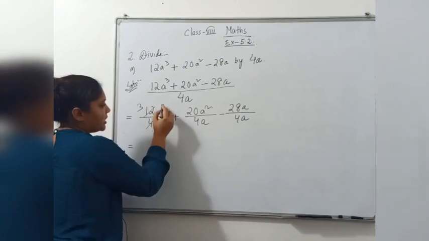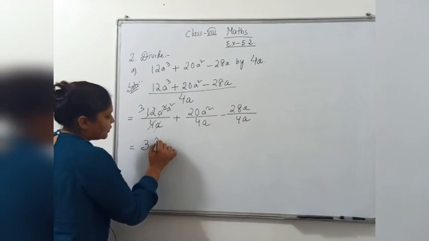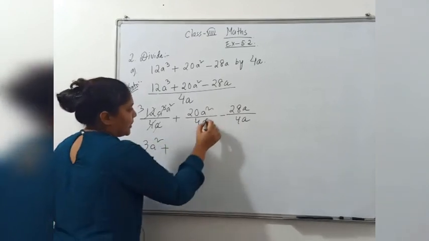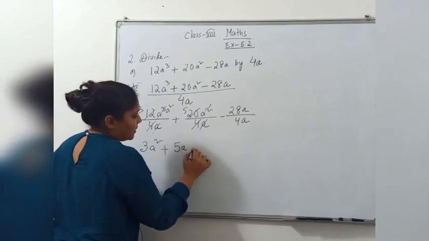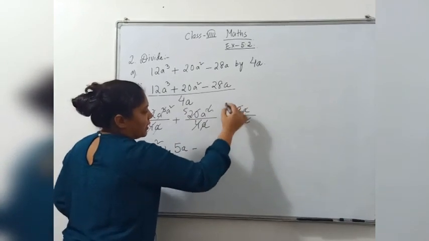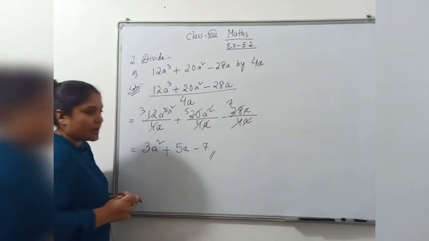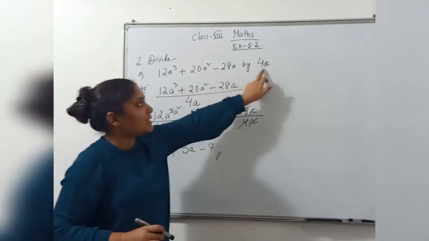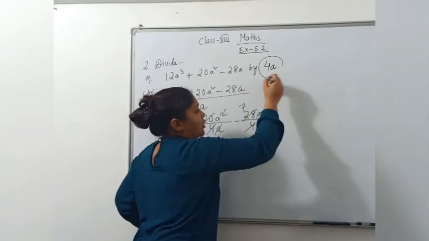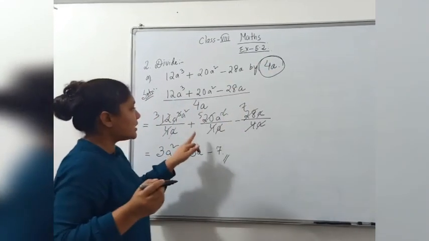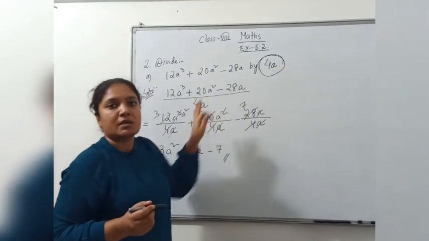Now here, a cube and a, a square left. So what is left here? 3a square. Next, plus sign. a square, a cancel. 4 fives are 20. What is left? 5a. Minus sign. a cancel. 4 sevens are 28. Clear students? If it is only a single term, then remember one thing, don't forget. If it is only a monomial, then only you can do it in this way. Clear? If there are 2 terms, you cannot do it in this way.